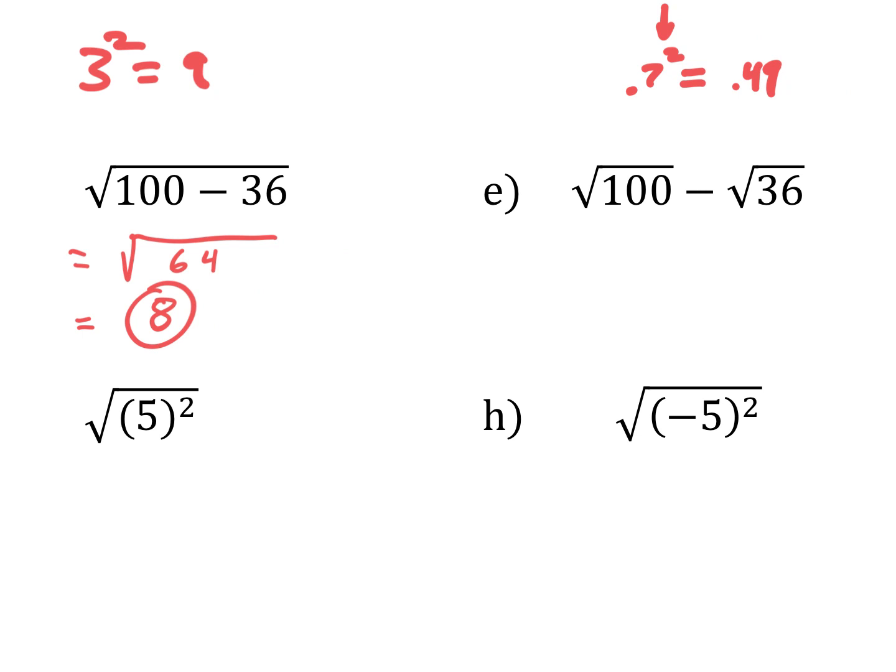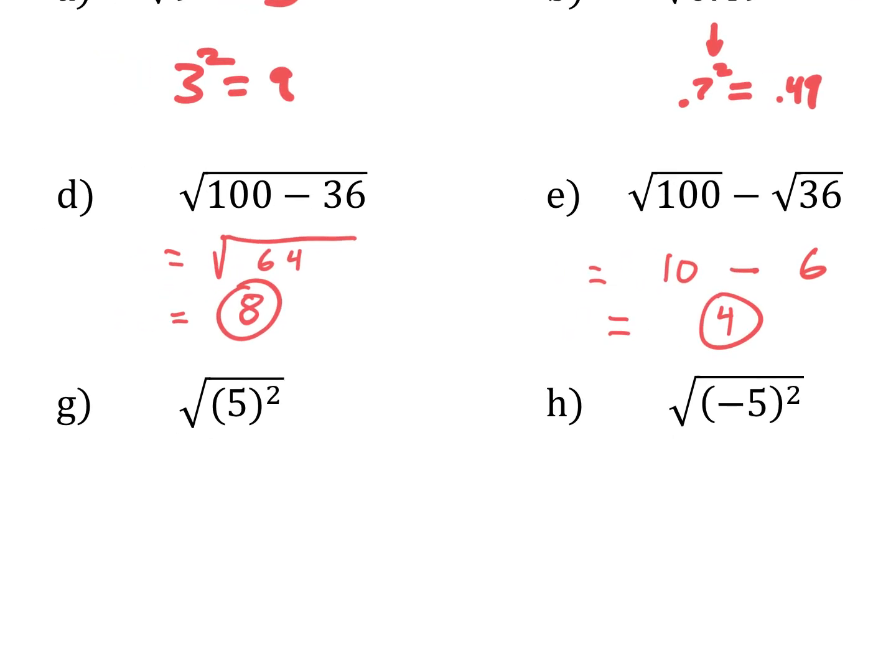Now notice the minus here is not inside the square roots. So we're going to square root 100, and that's 10, because 10 times 10 is 100. I'm going to copy down that minus sign, and the square root of 36 is 6. And what's 10 minus 6? Well, that's 4. All right, so we get two different numbers here. So notice the square root of 100 minus 36 is not the same as the square root of 100 minus the square root of 36.